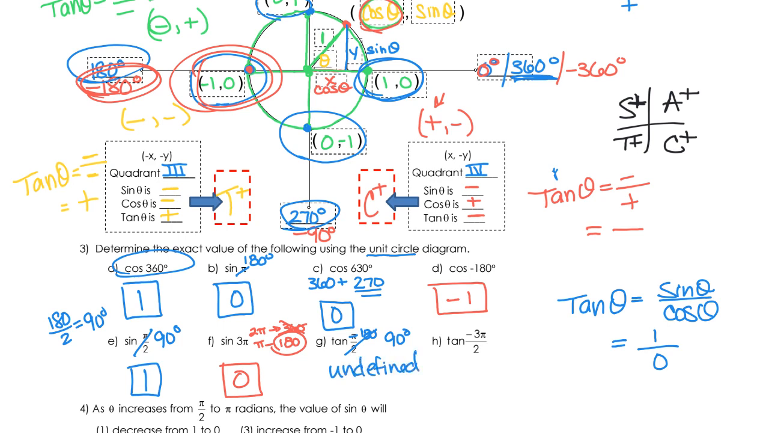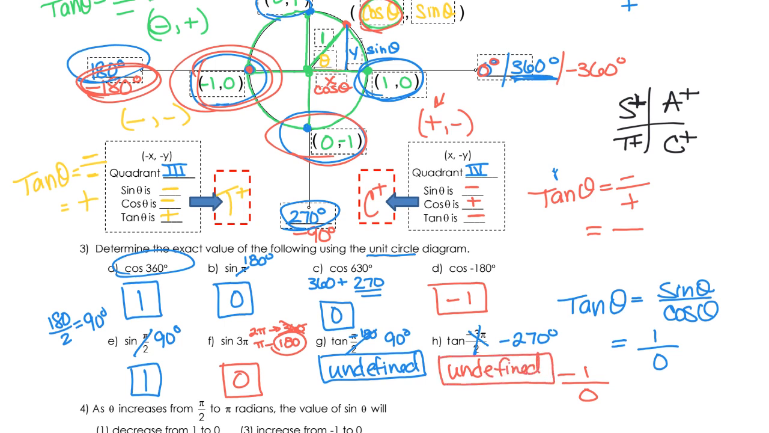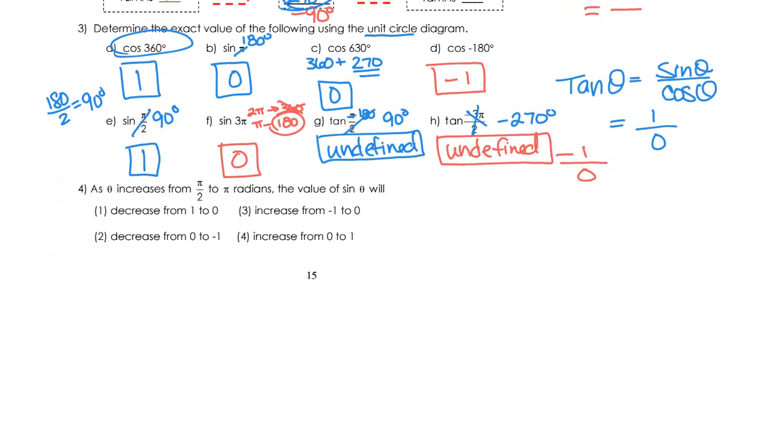And then the last one. Negative 3 pi over 2 is the same thing as negative 270 degrees. At negative 270 degrees, we are down here on the unit circle. Sine theta is our y-coordinate, which is negative 1, over cosine theta, our x-coordinate, which is 0, and we get undefined yet again. We can check all of these in our graphing calculator.